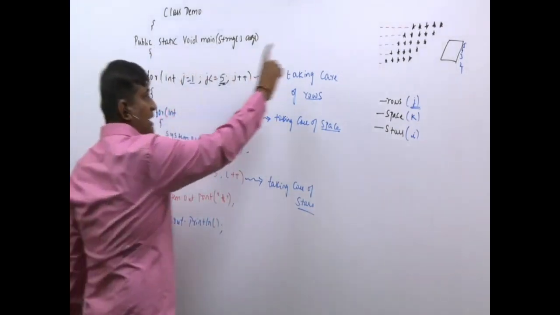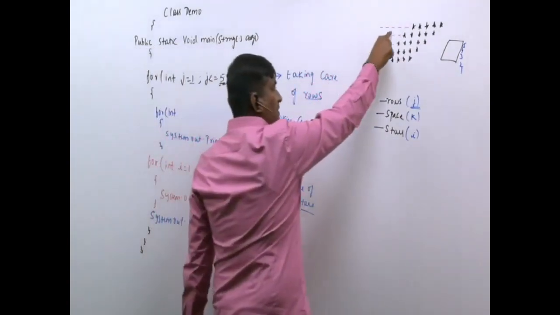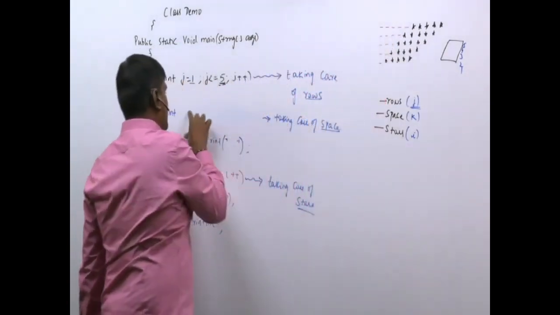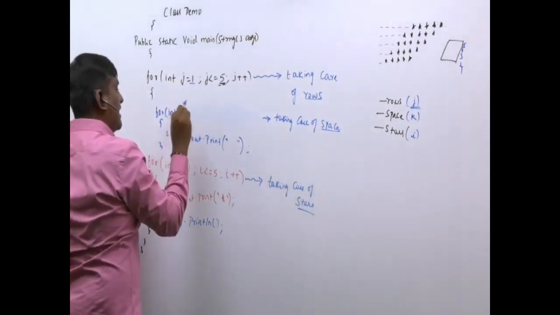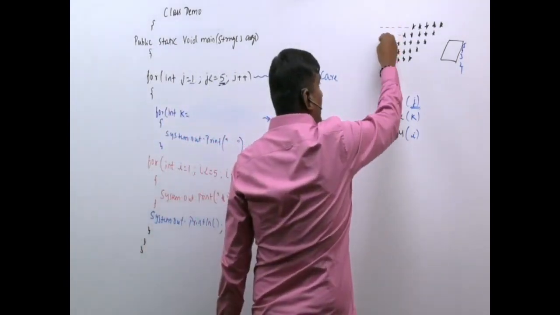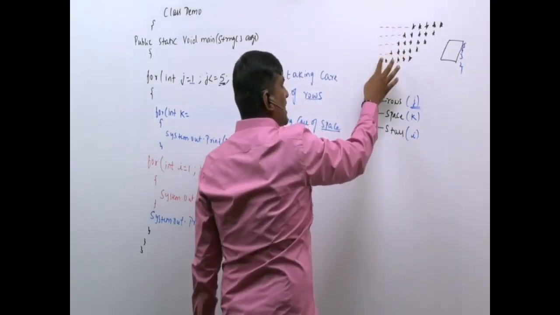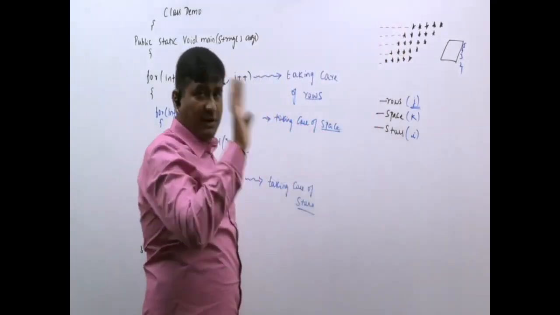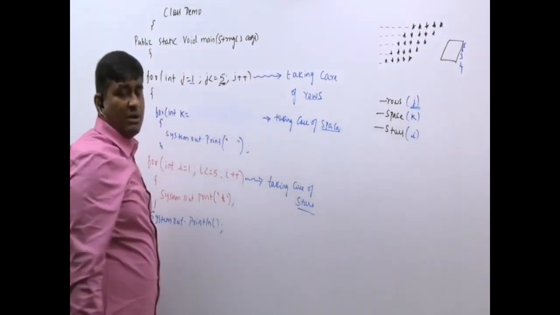First, how many rows are there? 5 rows I have written. Next, in a row, who is coming first? Space is coming first. For that space, I am appointing one person by the name K. Just in case if in all the lines the space count is same, here also 5, here also 5, here also 5, here also 5, here also 5 spaces, like that, I would have written k equal to 1, k less than or equal to 5, k plus plus.